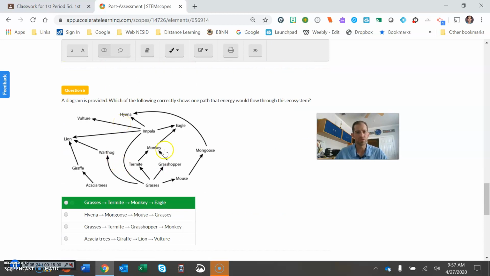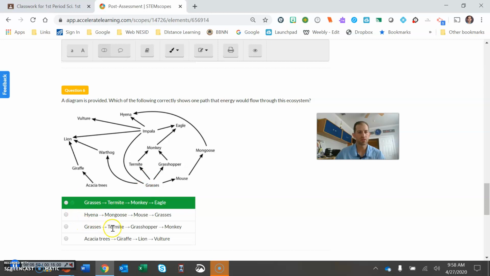All right, we get to our first food web here. This is a chain and then another chain and another chain. When you put chains together, you get a web. We need to be able to follow this one back and work away from one end or back towards the other. Which of the following correctly shows one path that energy would flow? So we need to ask, where is energy going? We need to know that it starts with either an acacia tree or a grass. So we're going to get rid of hyena as an answer. And then we have to decide which one's right. Well, this one's the right one.